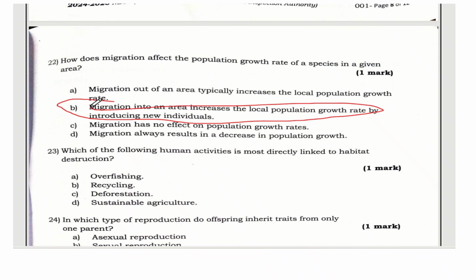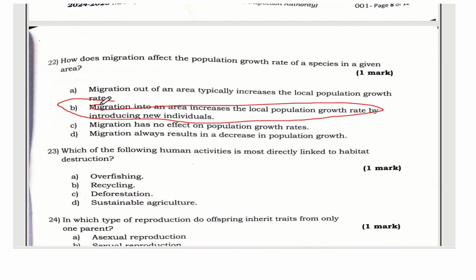The answer is B, because when individuals enter an area, they add to the population size, increasing the local growth rate because they increase the numbers. When they migrate into that area, they increase the numbers and the population.